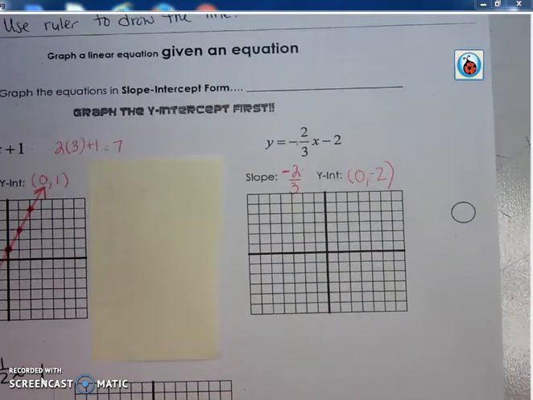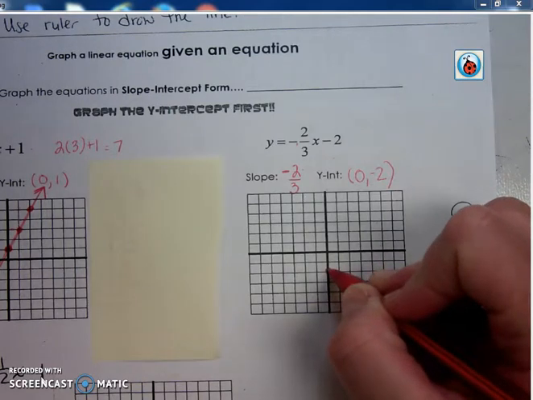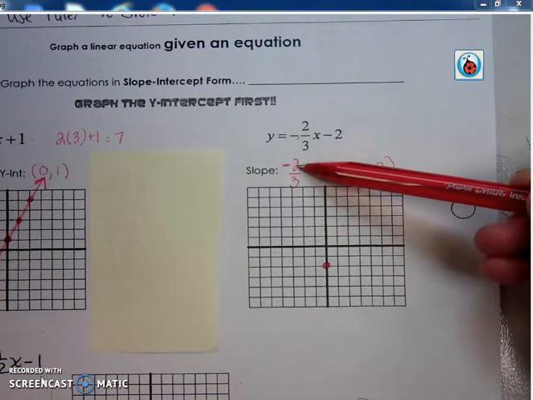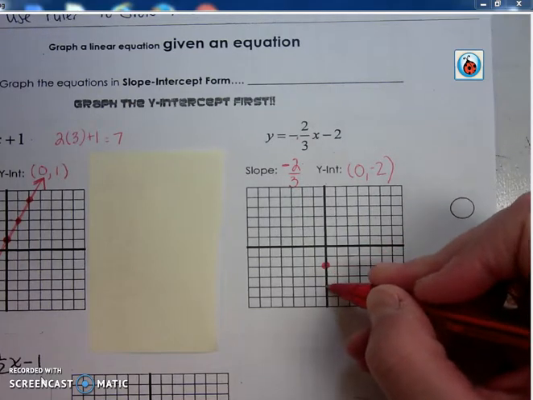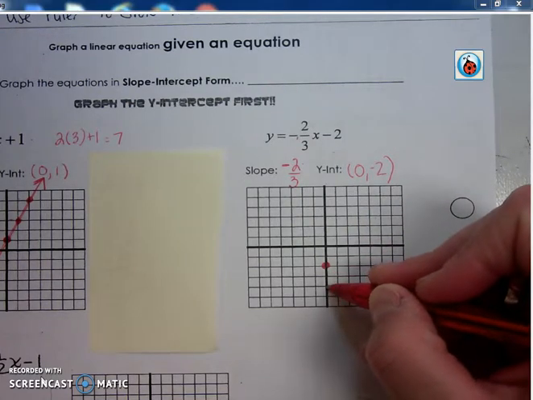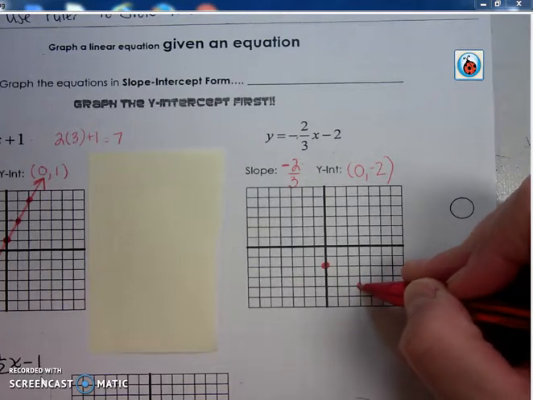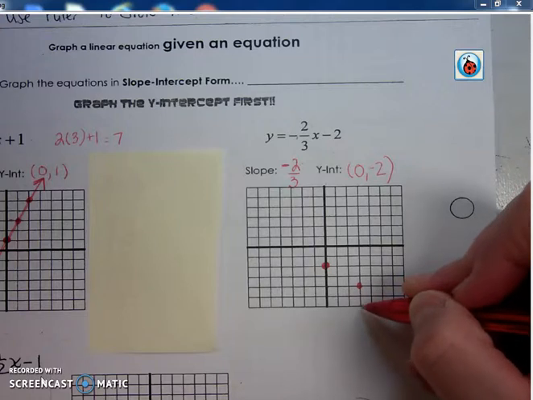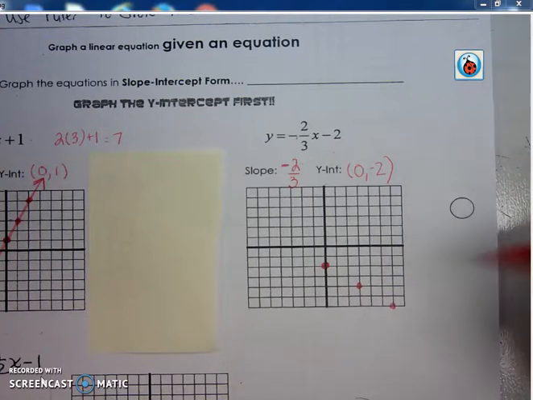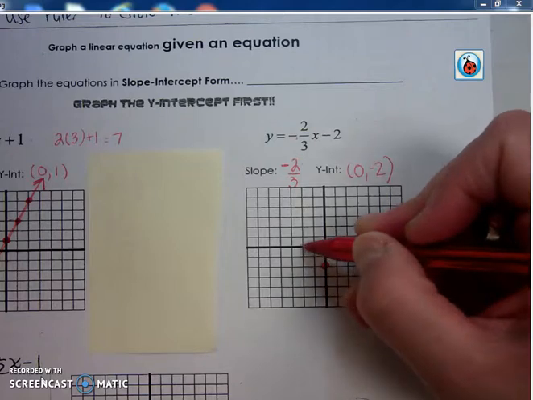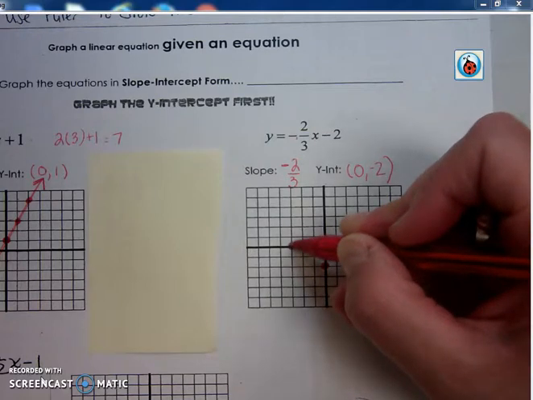Now I'm going to plot that point on my graph. And then from here, I'm going to do the rise over the run. If the rise is negative 2, that means I actually go down 2. 1, 2. But I'm still going to go to the right 3. 1, 2, 3, and put a point. Again, I'm going to go down 2, but I go to the right 3. If I want to work backwards, remember when I went down 2, I have to go up 2 and to the left 3. And there you go, so there are a couple of points on my line.